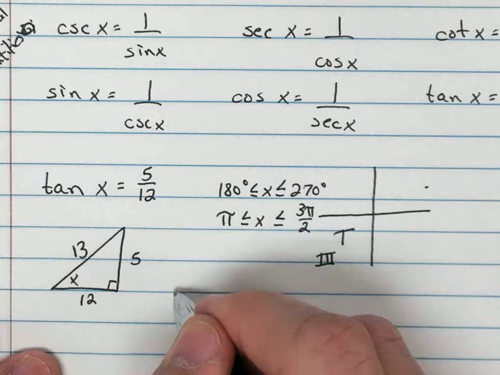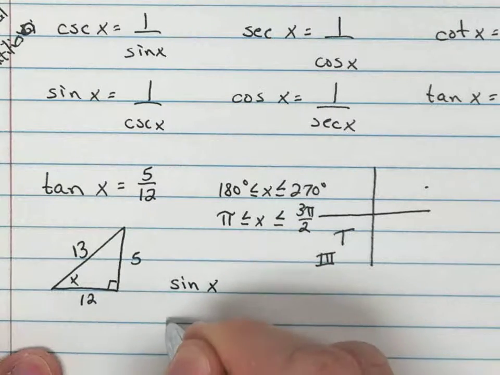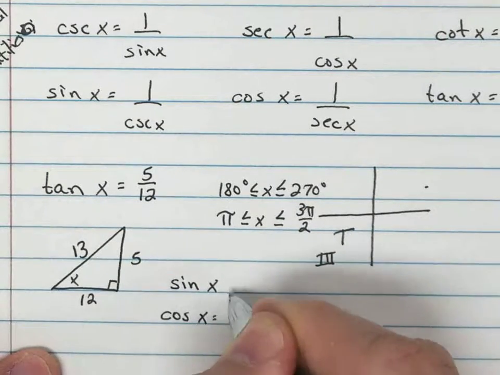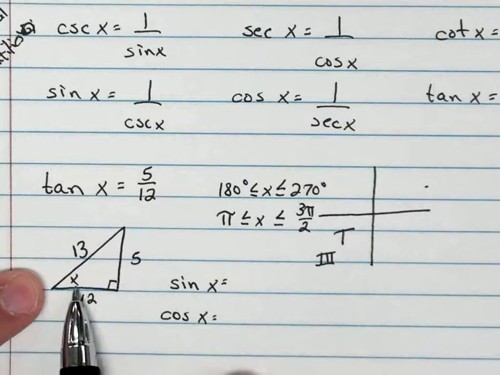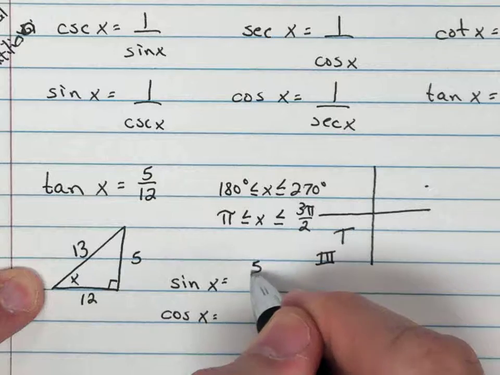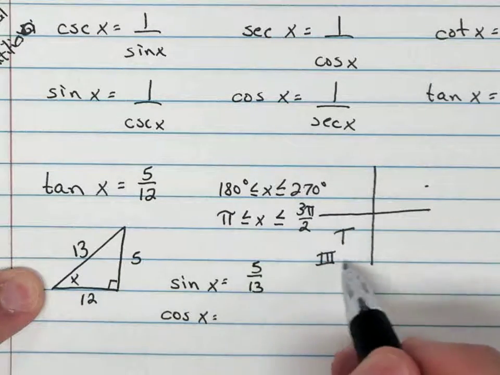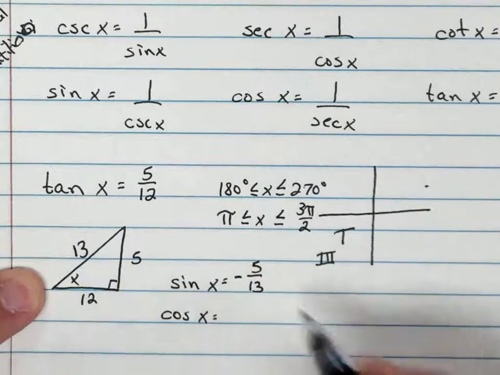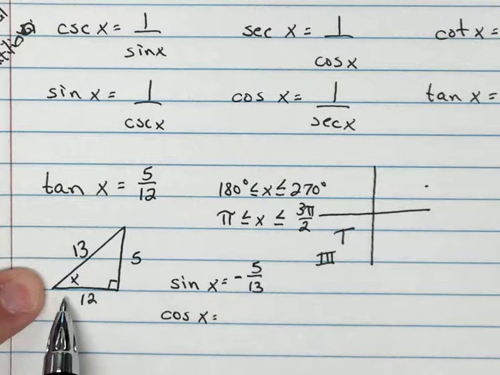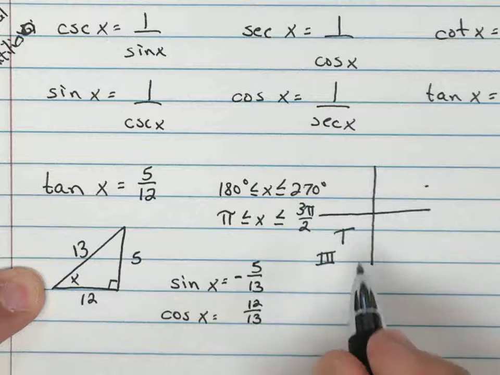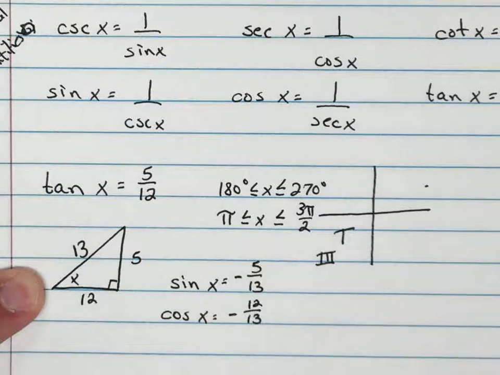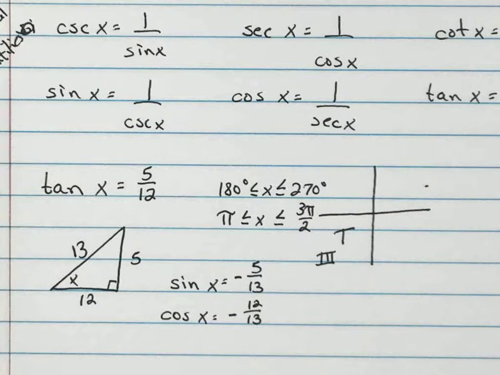So if tangent is 5/12, that means sine and cosine. It goes back to those first problems you worked on this chapter, doesn't it? Sine is opposite over hypotenuse, which is 5/13. Since you're in the third quadrant, it is negative. Cosine is adjacent over hypotenuse, which is 12/13. Since you're in the third quadrant, cosine is also negative. You follow so far?